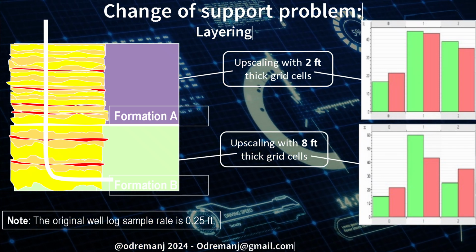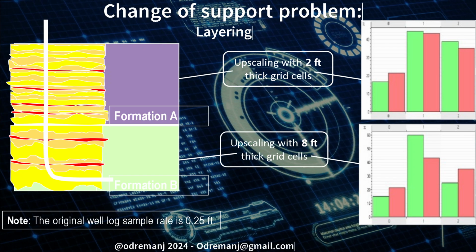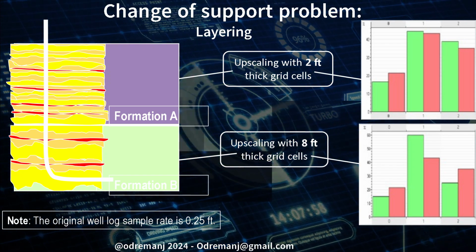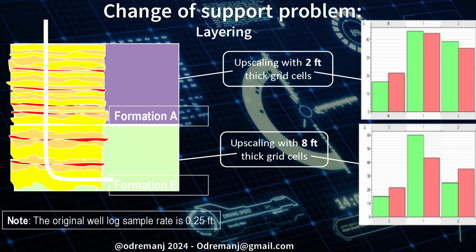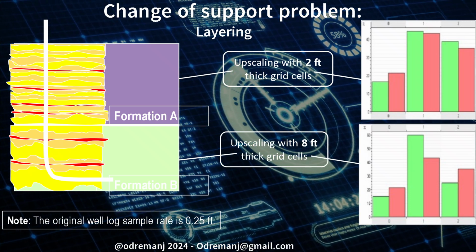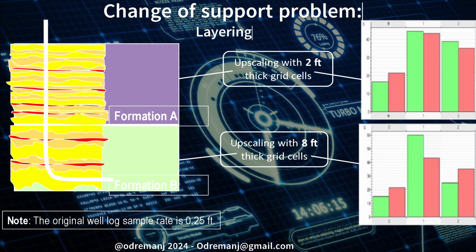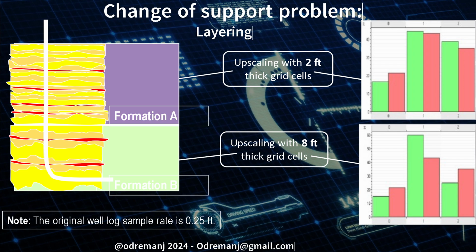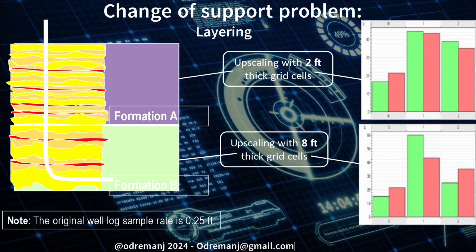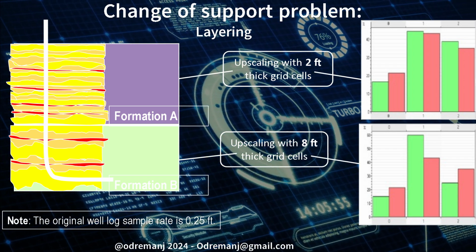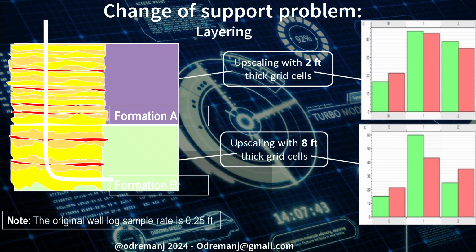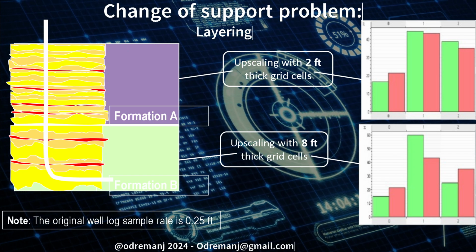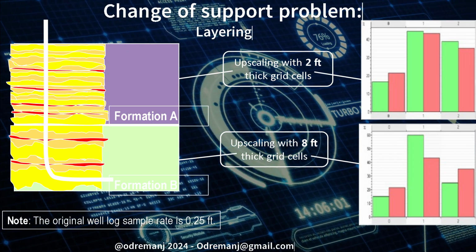Upscaling with 8-foot cells. Using thicker 8-foot grid cells, the data becomes more averaged and simplified, losing some of the finer details from the original well log data. The key takeaway is that grid cell thickness directly impacts how much detail from the original data is retained in the upscaled model. Thinner cells capture more detail, while thicker cells may oversimplify important reservoir characteristics. Choosing the right grid cell size is crucial for accurate reservoir modeling.